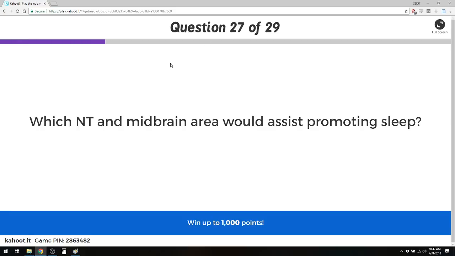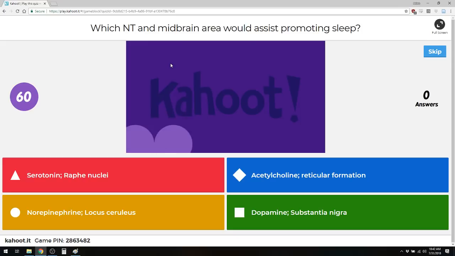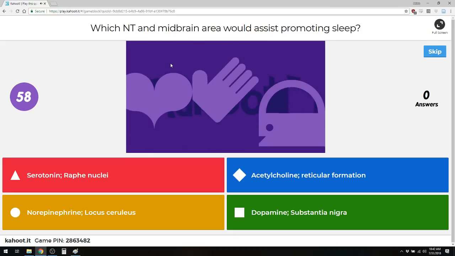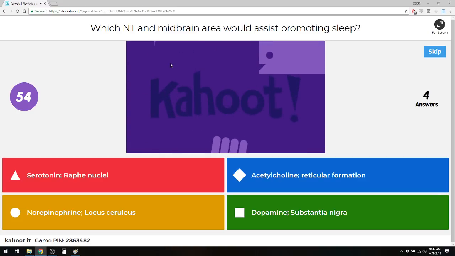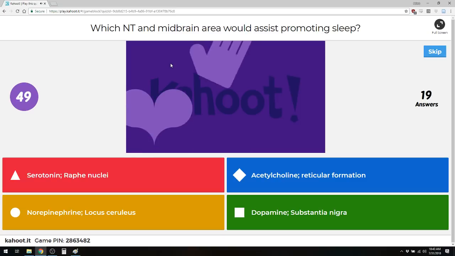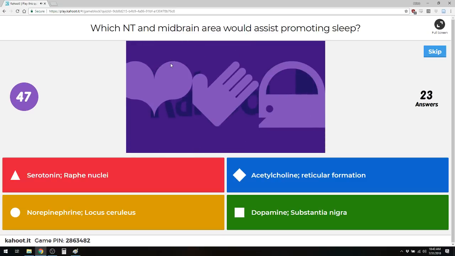Okay. Which neurotransmitter in a midbrain area would assist with promoting sleep? Would it be serotonin in the raphe nuclei, acetylcholine in the reticular formation, norepinephrine in the locus ceruleus, or dopamine in the substantia nigra? What do we think? So promoting sleep.